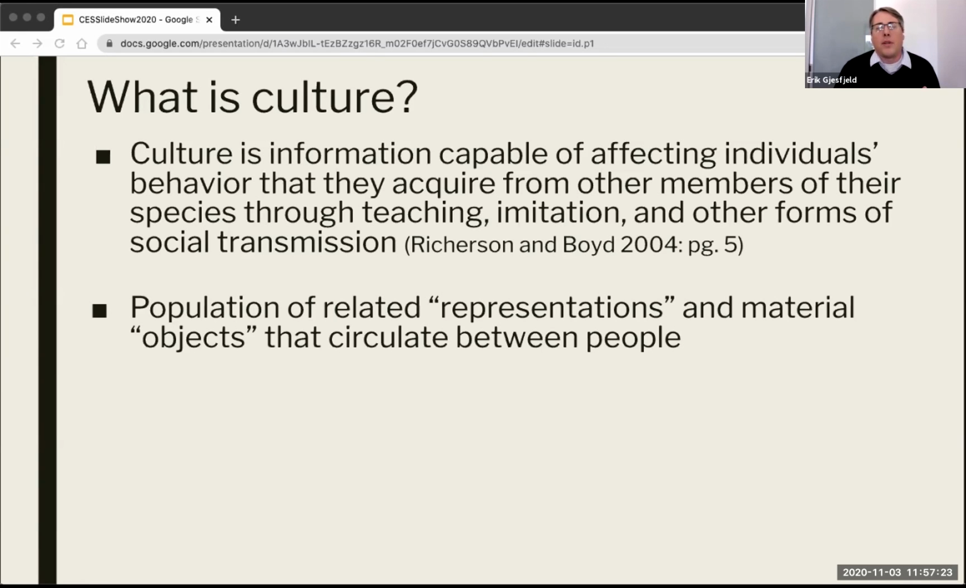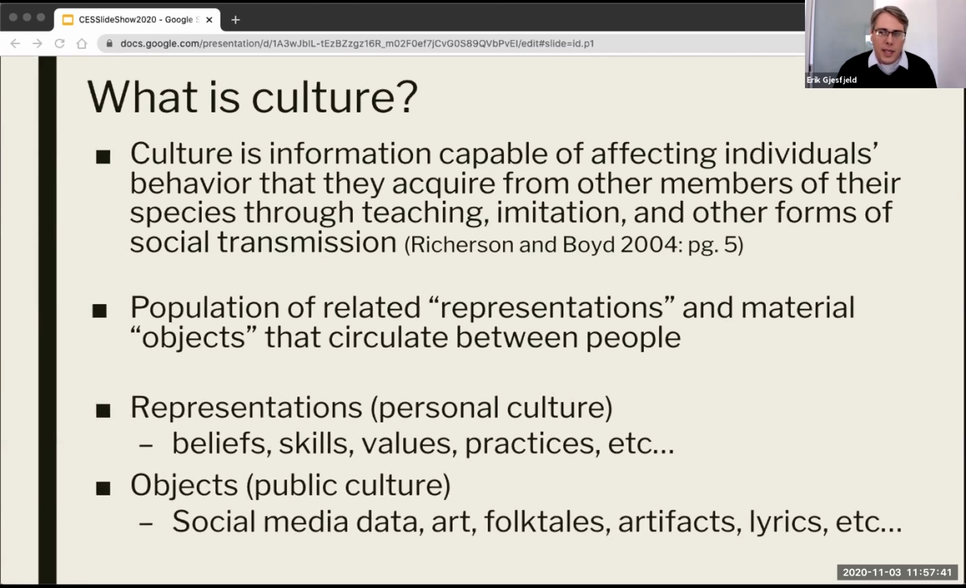We really look to supplement that particular definition by further dividing it into the notion that culture is a population of not only related representations, so mental representations, but also of physical objects that circulate between people. So it's pulling it apart into these two other interacting aspects of representations and objects. And really what we want to focus on is that there is a public part of culture. There's a material representation of the beliefs and skills and values and practices that we see.